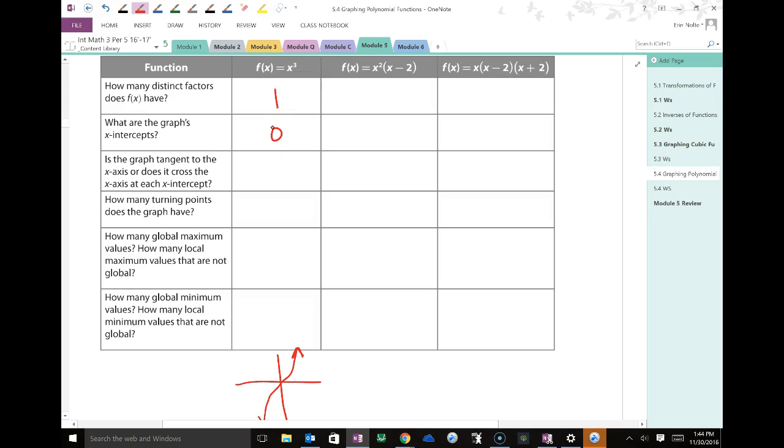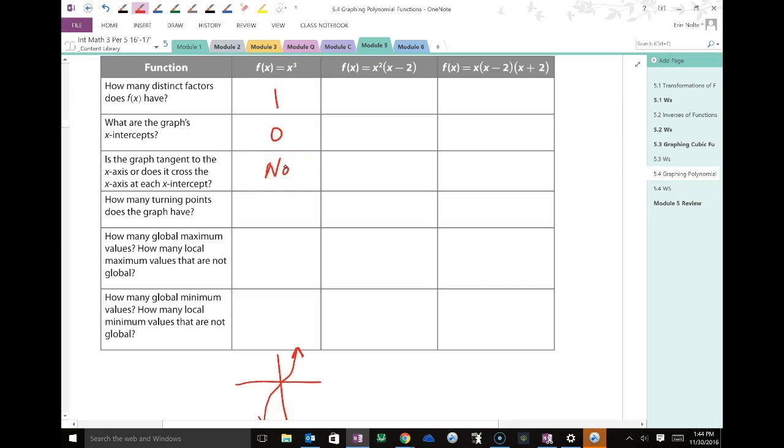Okay, is the graph tangent? You guys remember what tangent means? We talked a little bit about it with parabolas. So the idea of a tangent line is something that bounces off of the x-axis. Does this function bounce off the x-axis like a parabola would? No. Okay, so no bouncing.